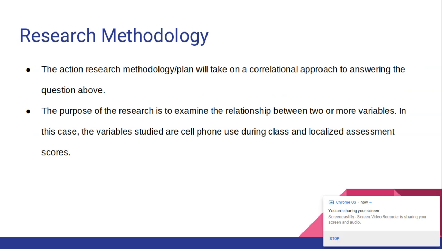The Action Research Methodology Plan will take on a correlational approach to answering the questions above. The purpose of the research is to examine the relationship between two or more variables. In this case, the variables studied are cell phone use during class and localized assessment scores.